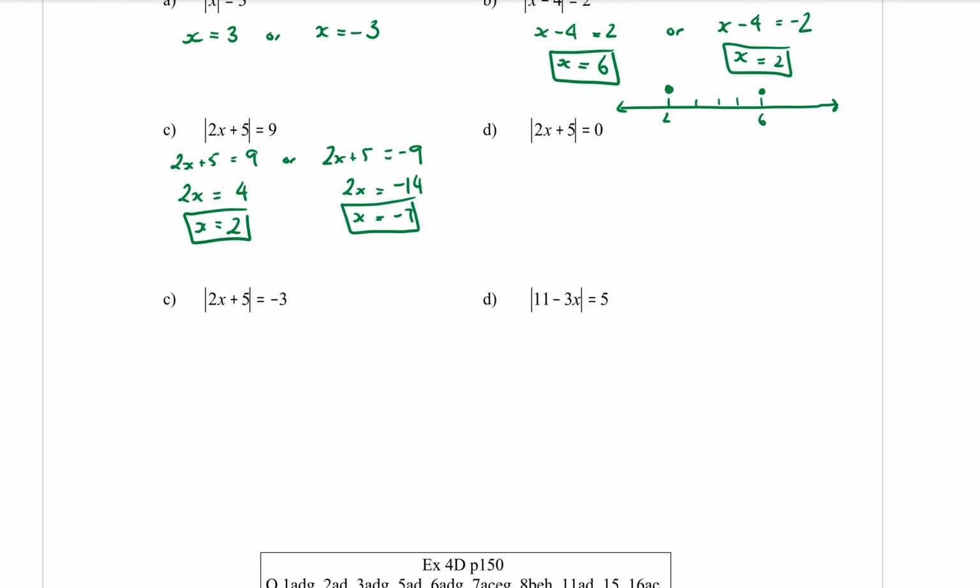If you have 2x plus 5 is equal to 0 in the absolute values, you're only going to get one solution, because you wouldn't have 2x plus 5 equals minus 0. You don't really ever have a negative 0. So I just need to solve that one. So that's 2x equals negative 5, and then dividing by 2, we get negative 2.5. Next question.